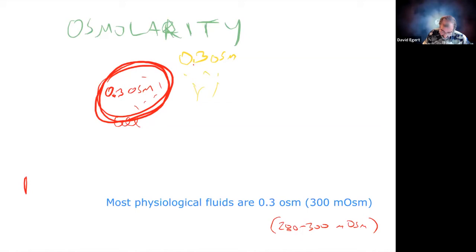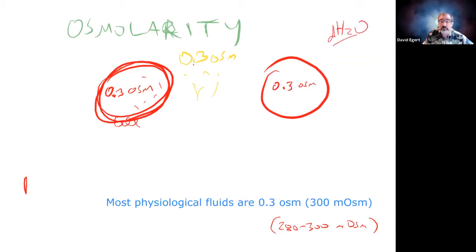What happens if I took a cell, and again, my cell is always going to be 0.3 osmolar inside, and I put it in distilled water? What is the osmolarity of pure water? If I have pure water with nothing dissolved in it, how many moles of particles per liter do I have? Zero. So distilled water would just be zero osmolarity, because there's nothing dissolved in it, no particles per liter.